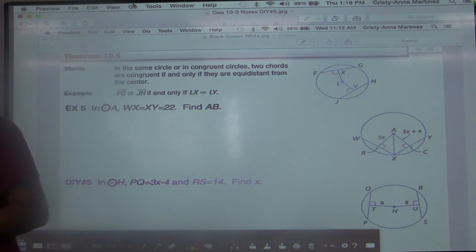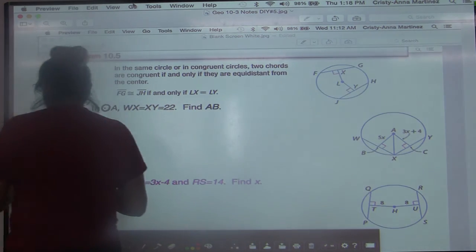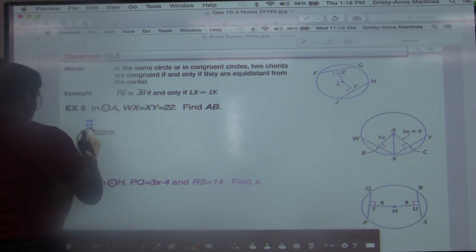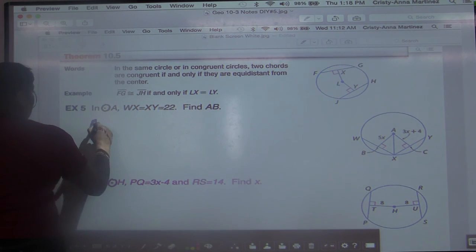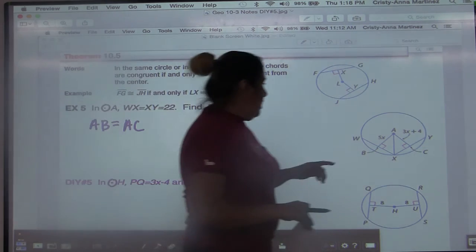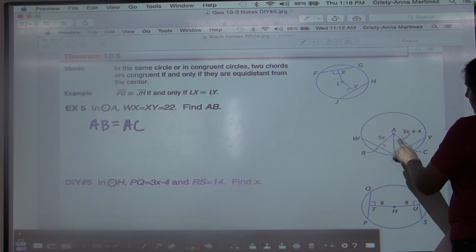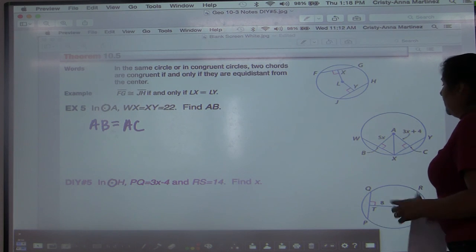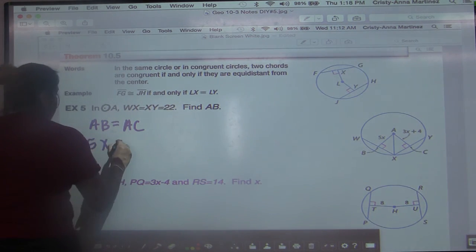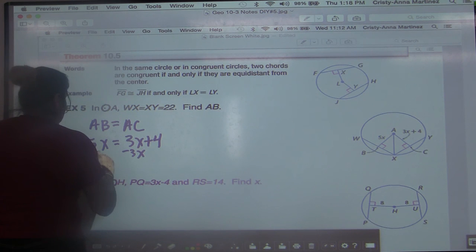So what we know in example 5 is that AB has to equal AC. All right, so we know that since the chords are congruent, then the distance from the center has to be congruent. So AB has to equal AC. And since AB in the diagram is marked as 5x, we're just going to substitute 5x. And since AC is 3x plus 4, we're going to go ahead and substitute that. And then we're just going to do some faithful little algebra here.